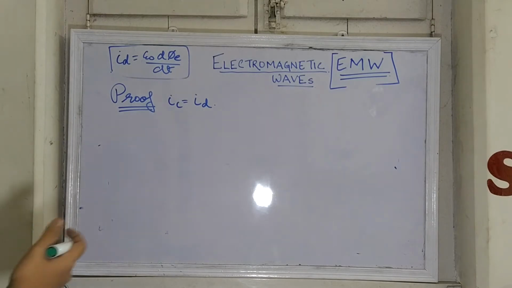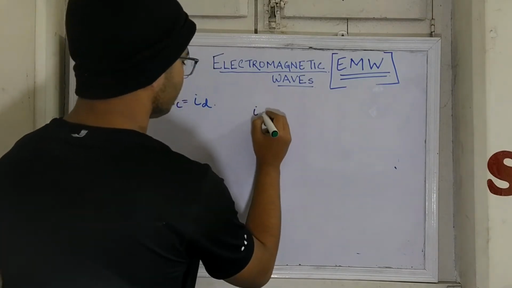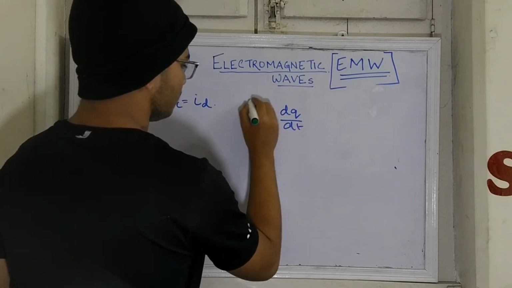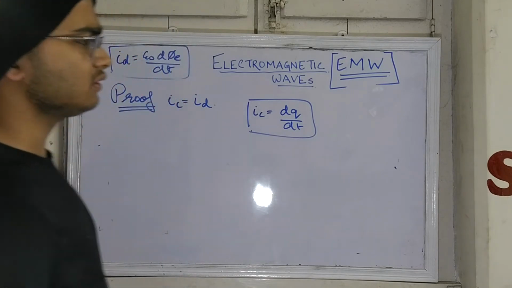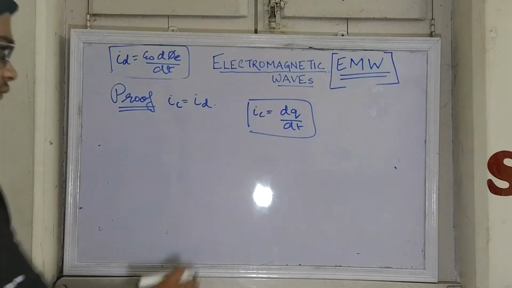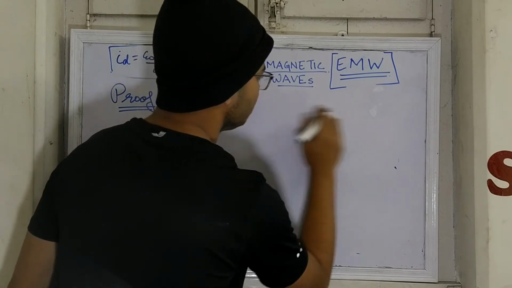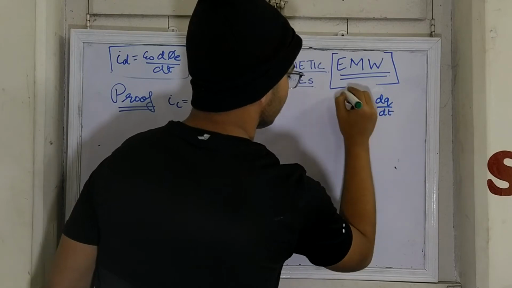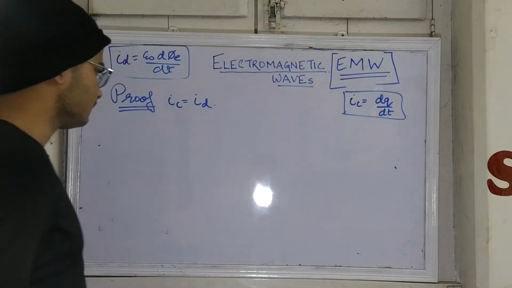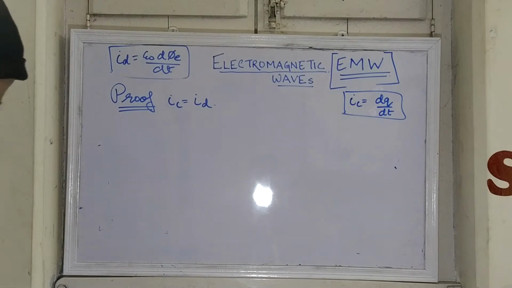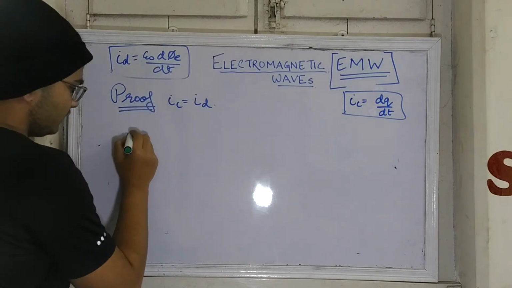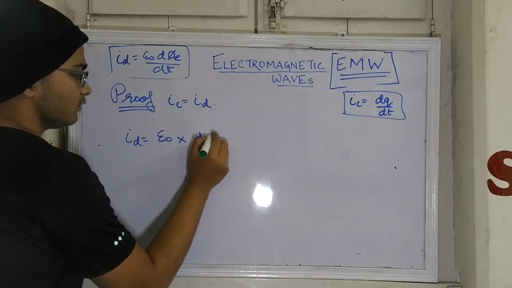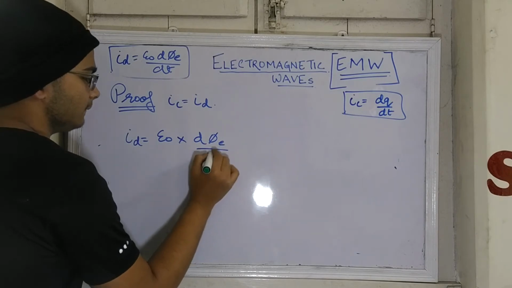From current electricity we know that IC equal to dq by dt, the rate of flow of charge through the cross section of the conductor. I keep this aside for the time being. IC equal to dq by dt, from current electricity we know this. Now this ID: ID equal to epsilon naught into d phi E by dt.